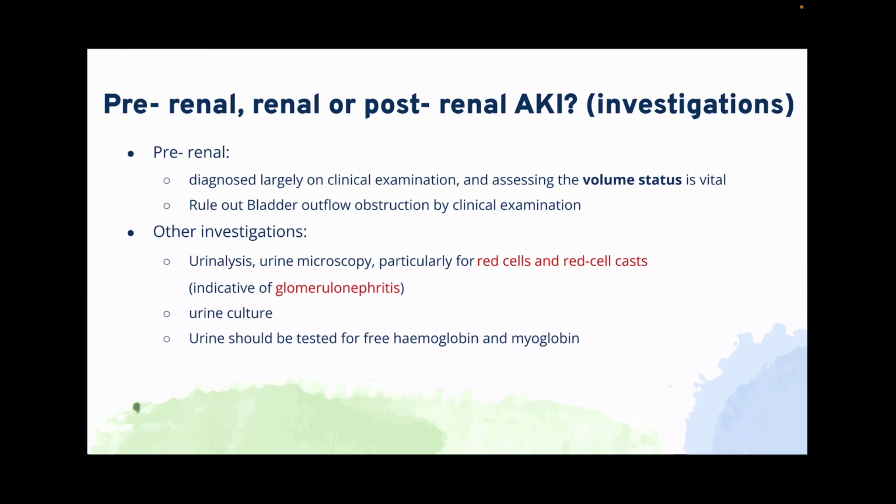Other investigations such as urine analysis, urine microscopy, particularly for red cells and red cell casts, which are indicative of glomerulonephritis مثل ما ذكرنا في الشريحة السابقة. Also, we do urine culture to rule out any infection, and the urine should be tested for free hemoglobin and myoglobin.